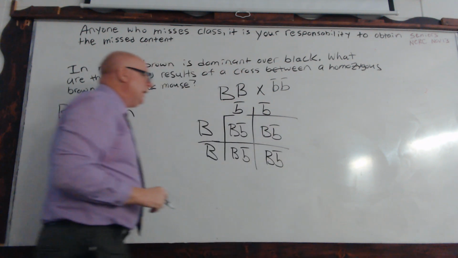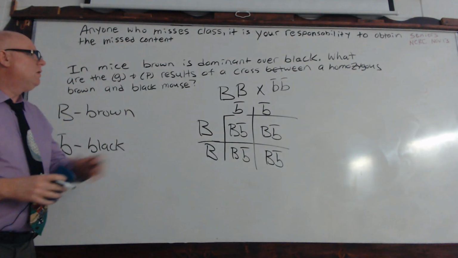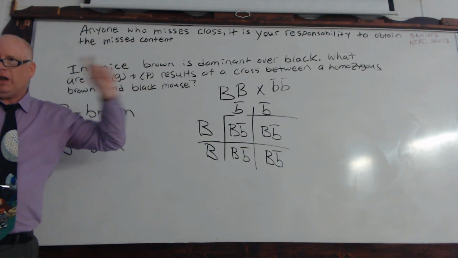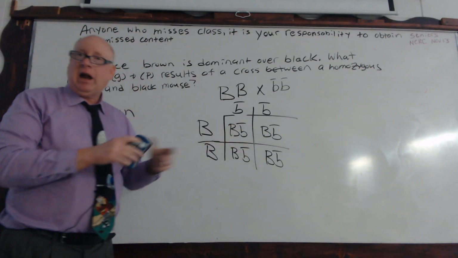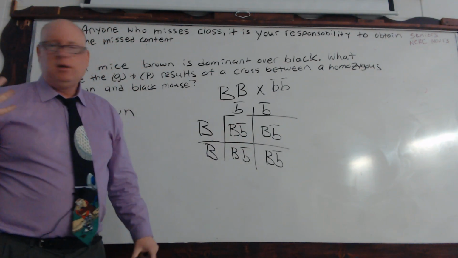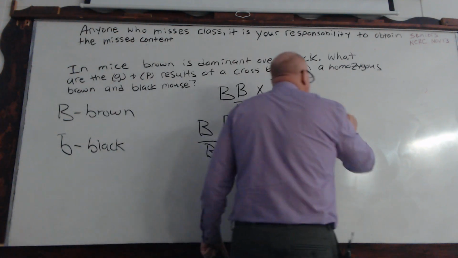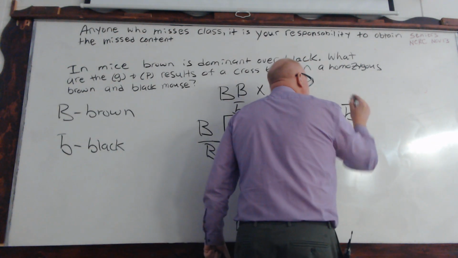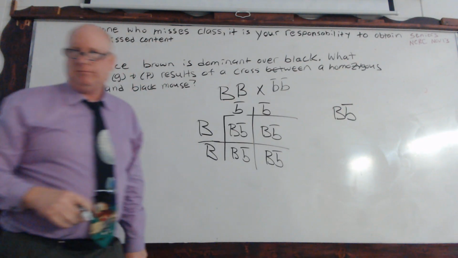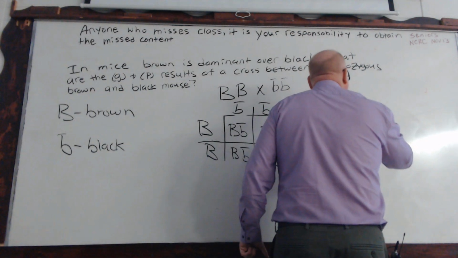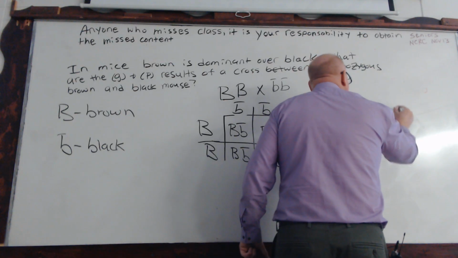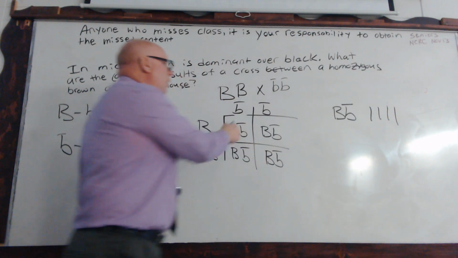Back to the matter. Okay? So what is one genetic makeup that we see? Just pick out one box. Capital B, lowercase b. And how many of them do we see? We see 4 of them. That's right. 1, 2, 3, 4. So that took care of all of them.